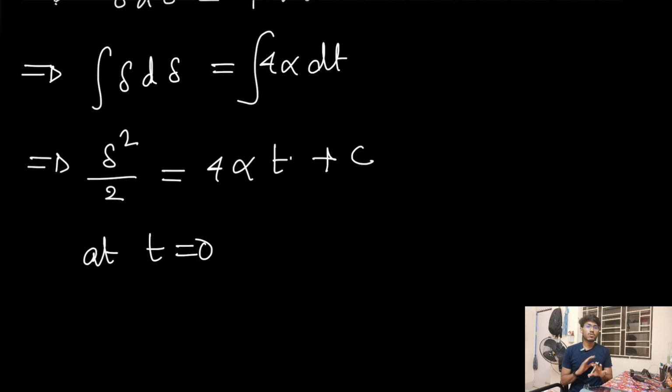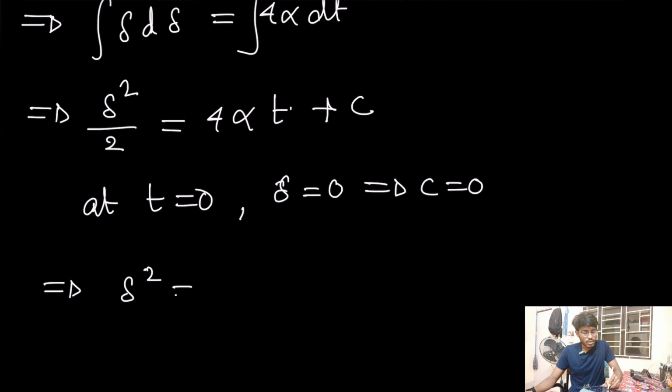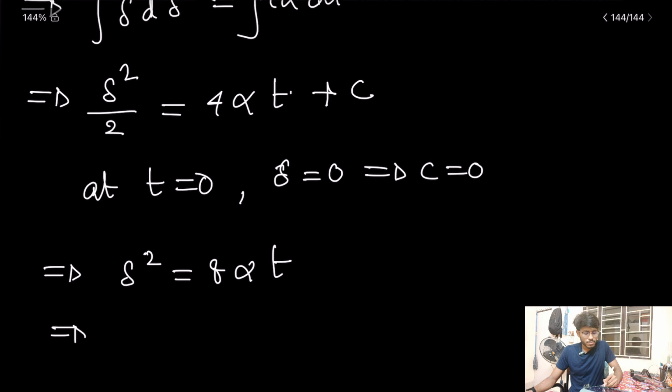At time t equal to 0, there was no penetration depth. That means at time t equal to 0, this will be equal to 0. That means my C is equal to 0. Now you see I have got delta square is equal to 8 alpha t. So that means my delta is equal to root over of 8 alpha t.